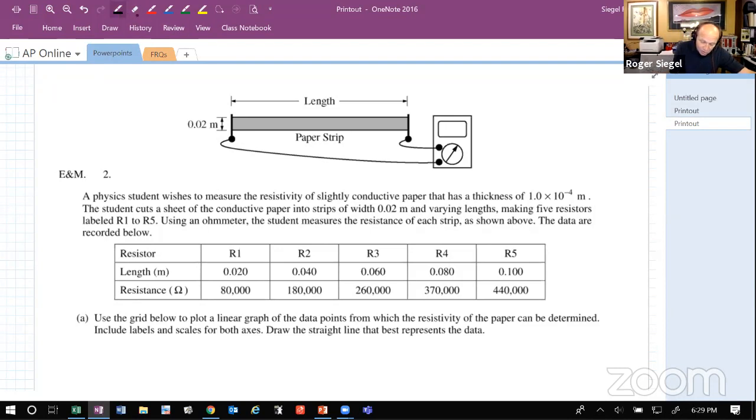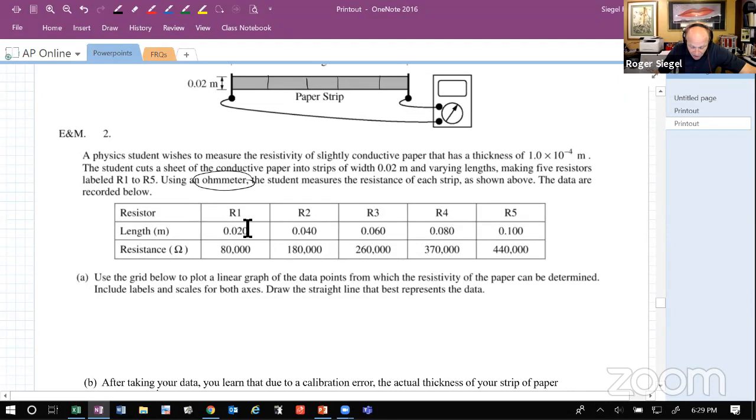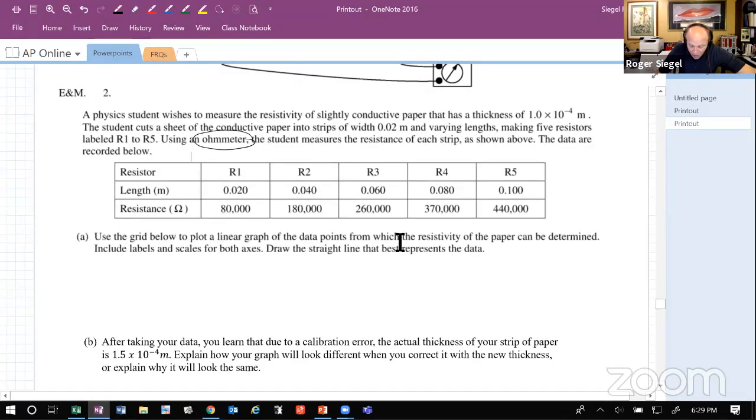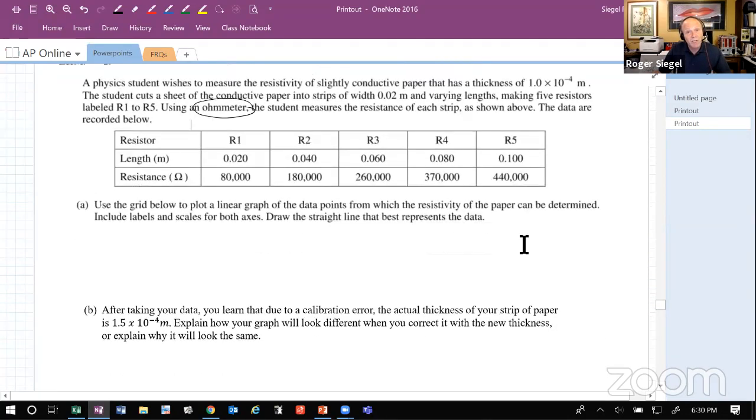So the student has 5 strips of paper of different lengths, not 1, but 5. And using an ohmmeter, which is something you can use to measure resistance, the student measures the resistance of each strip, and the data are recorded below. And so here are the different resistors, and here are the different lengths. It says, use the grid below to plot a linear graph of the data points from which the resistivity of the paper can be determined. Include labels for both axes. Draw the straight line that best represents the data.